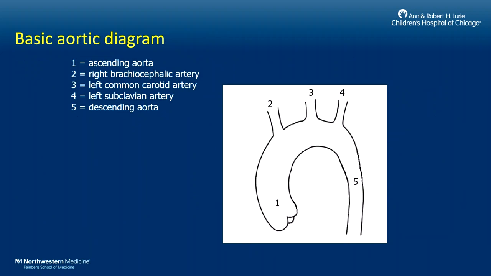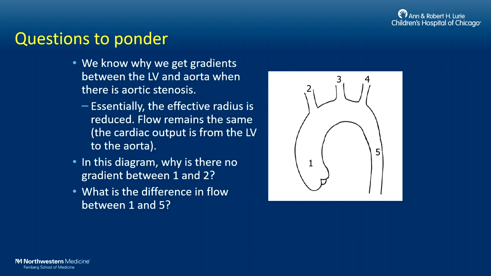Next, our basic aortic diagram in numbers 1 through 5. 1 is the ascending aorta, 2, 3, 4 are the branches to the head and neck, and 5 is the descending aorta. So, ponder this. If we have a narrowed segment, like let's say aortic valve stenosis, which essentially reduces the effective orifice of the aortic valve, we get a gradient. But notice between 1 and 2, we've got something that looks a lot smaller than the ascending aorta. Why is there no gradient? Think about that. Why is there no gradient?